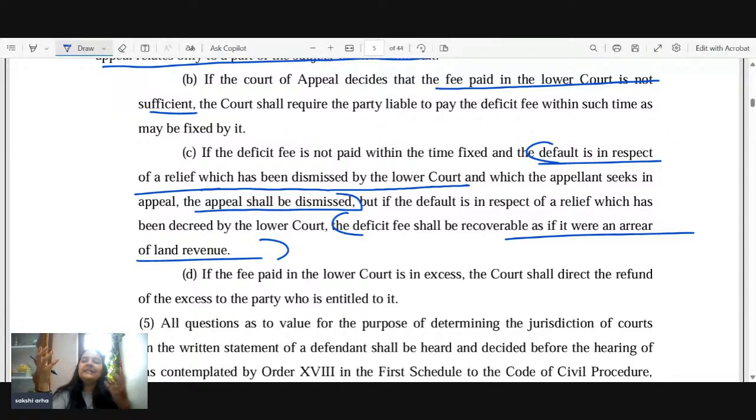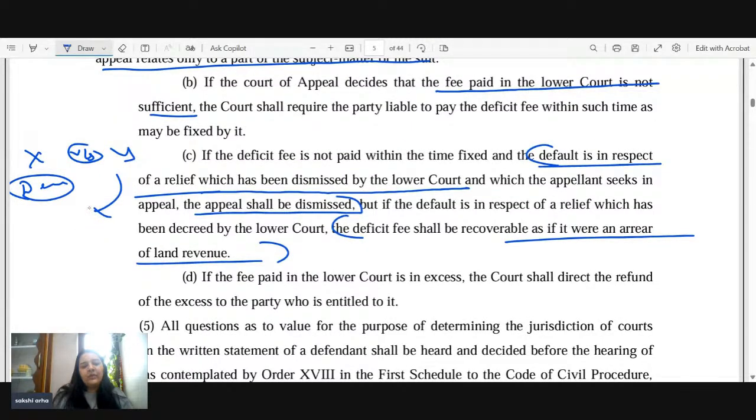But if the appeal is against a decision which the lower court made in your favour, suppose there are two parties X and Y. Okay, there are two parties X and Y. Court decreed in favour of X. Now Y went to court, है ना, Y कोर्ट के सामने जाता है and filed an appeal against this order of X.